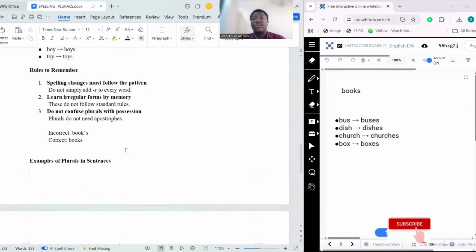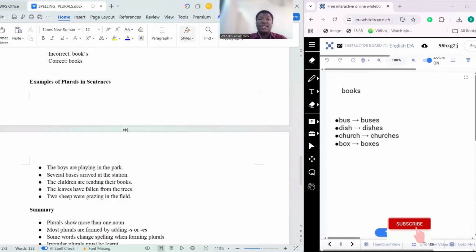Now, there are a few more rules to remember when it comes to plurals. The first is spelling changes must follow the pattern. Do not simply add S to every word. Learn irregular forms by memory. These do not follow standard rules. Do not confuse plurals with possessives. Plurals do not need apostrophes. Incorrect is book's with an apostrophe before the plural S, and correct is books with just the S.